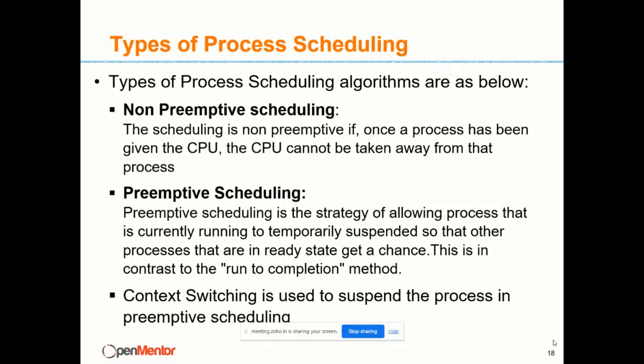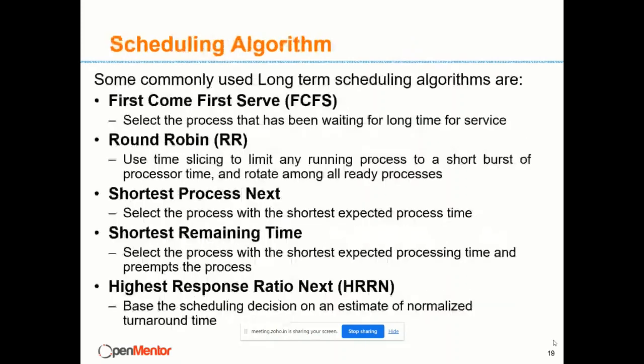Now, context switching is used in preemptive scheduling to move the process from ready state to run state and from run state to ready state. This scheduling basically works on these three things. Now, this is a very, very important concept that you should know. What are the scheduling algorithms?